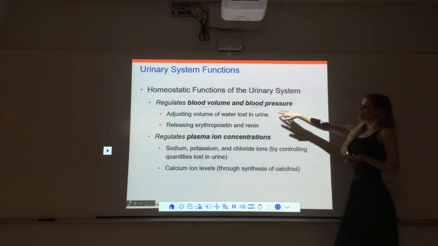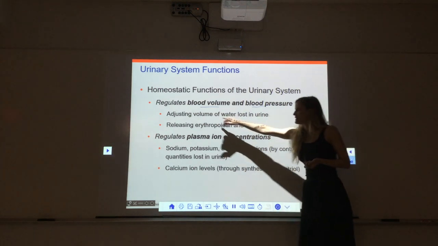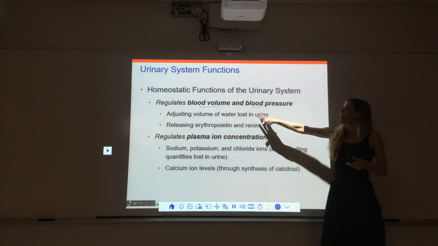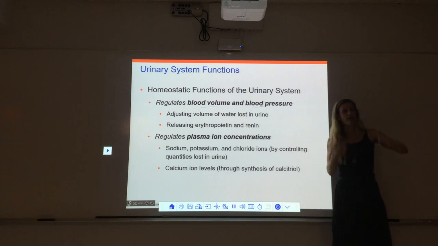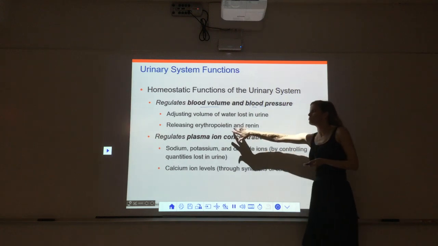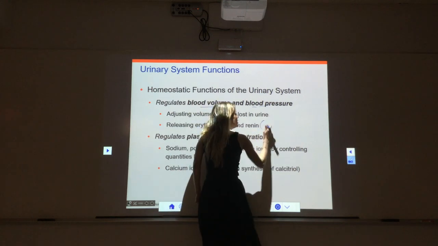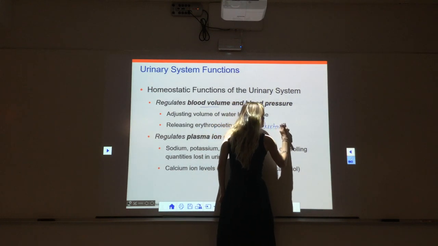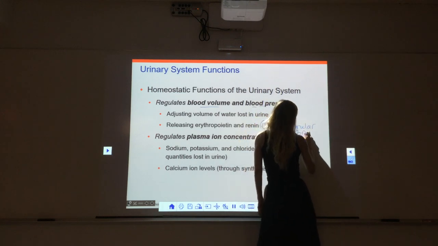So the kidney's production of urine directly relates to how much volume we have in our bloodstream. Okay, so the kidneys are extremely important for regulating blood volume by adjusting how much water we lose in the urine. And remember, blood volume then directly relates to blood pressure, right? The more volume we have, the more pressure we have. Now, the kidneys or the urinary system are also important for regulating blood volume and blood pressure because we'll see there's something called the juxtaglomerular complex.